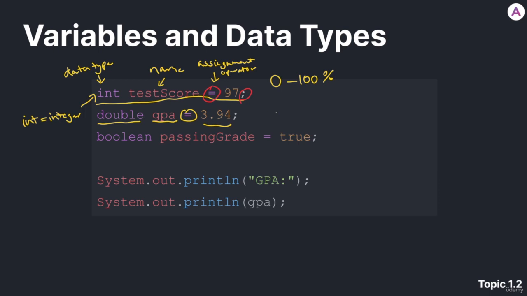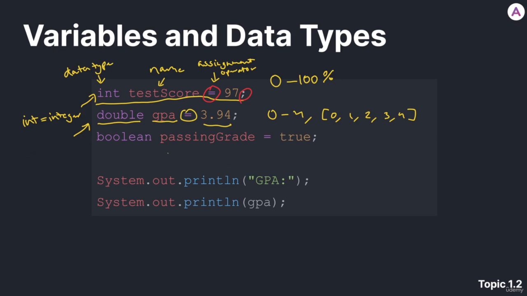So GPAs often range from 0 to 4. But I don't want to store exactly 0, 1, 2, 3, or 4 with an int because GPAs can be anywhere between that. I can have a GPA of 2.56 or 3.94 in this case. So I want to know, how can I store this? And for that, the double data type is perfect. Doubles can be used to store decimals. So whenever you want to store any decimal number, positive or negative, use the double data type.